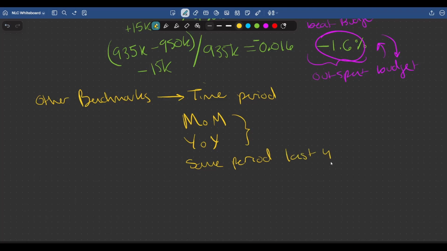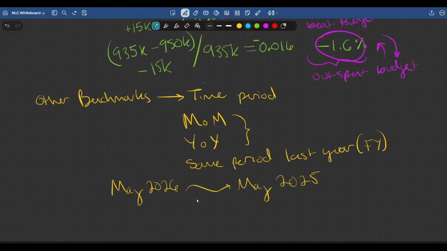last year, or like fiscal year, right? So if it's like May 2026, we might compare to May 2025. And then the difference here would be the variance we're looking at, is like, what's the difference between these two?